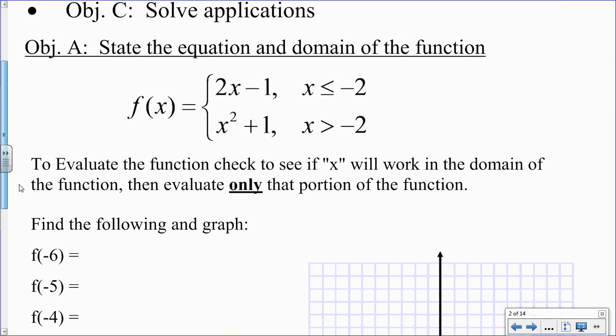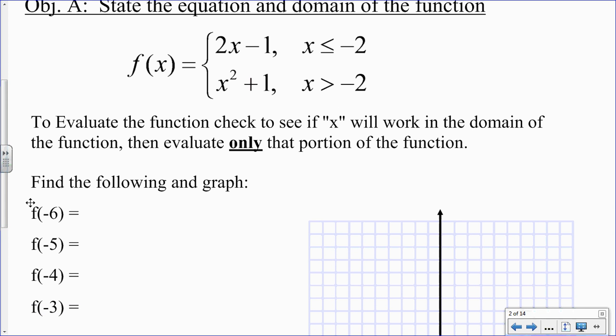So we take this first function that we have, this piecewise function here, and I'm going to graph it. To graph it, I'm going to plug values in, and I have to decide, okay, does it go on the top or does it go on the bottom? So if I plug in -6, will I put that in the top or the bottom? The top, because -6 is less than or equal to -2. So I plug that in and I get -13. So that's the point -6, -13.